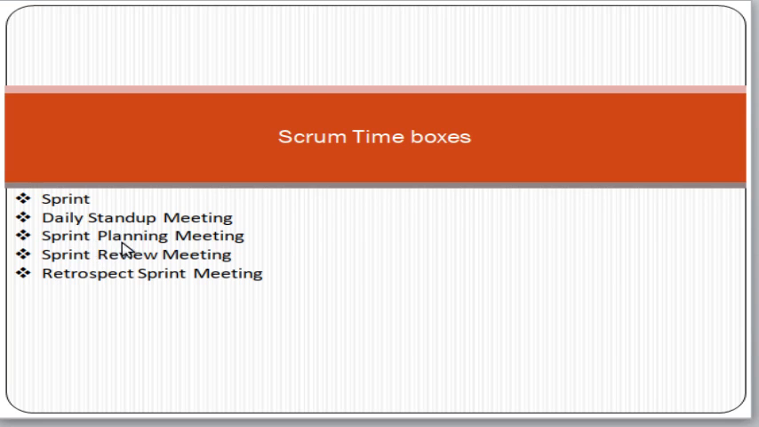Then the next one is the sprint planning meeting. Sprint planning meeting means a meeting held once the product backlog has been finalized, before starting the sprint, which is a 3 to 4 week time period in which we are going to deliver a few tasks to the customer.